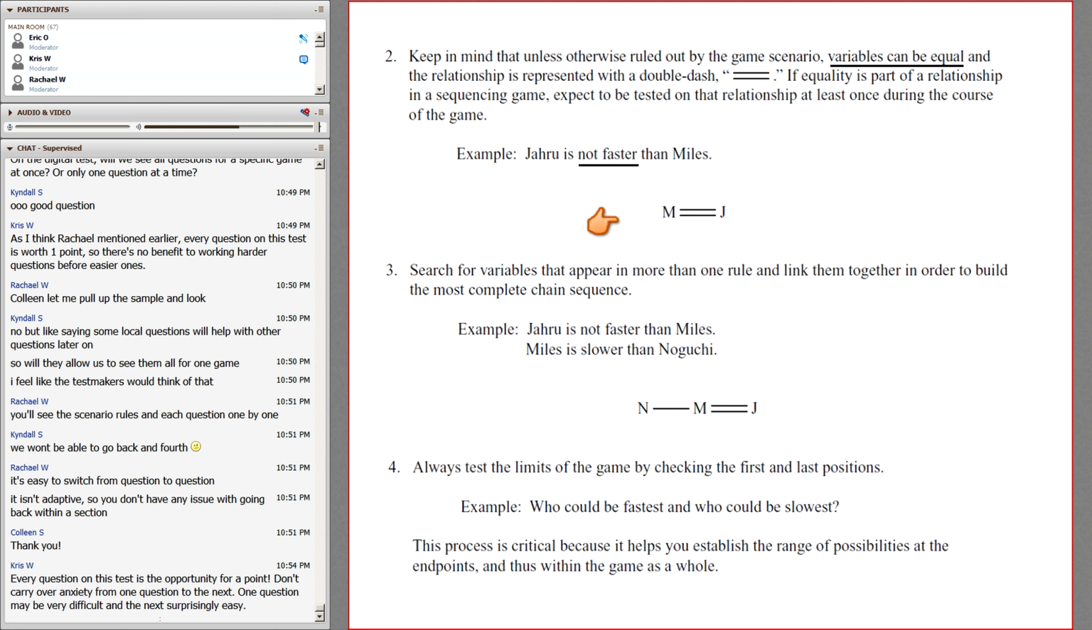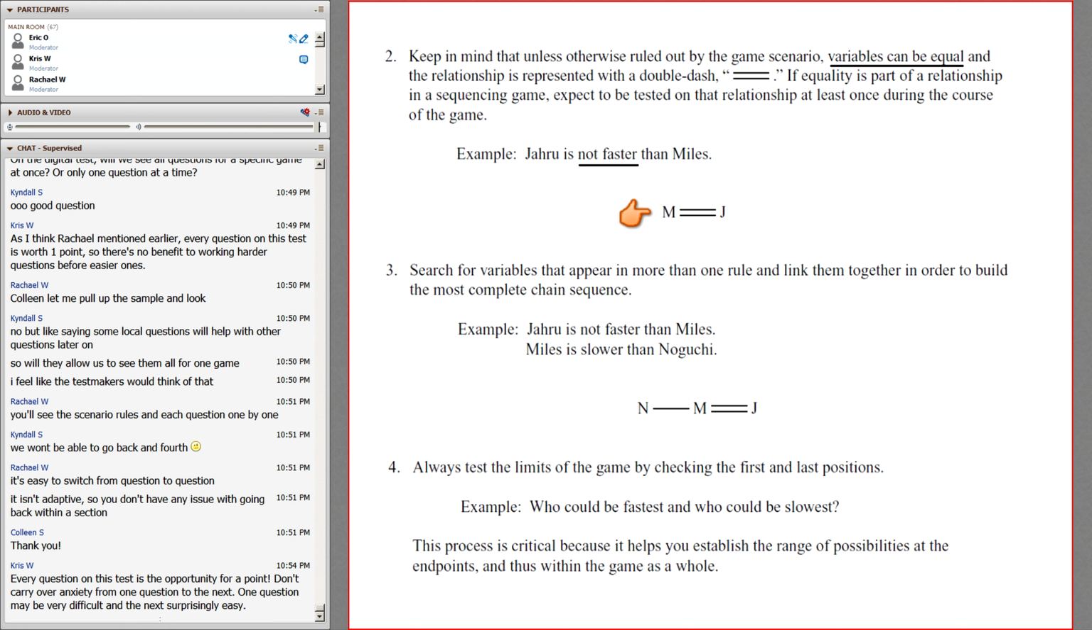So if they haven't specifically ruled out ties, you would have to allow for that possibility. Now, most games, I will say this, guys, most games do explicitly rule out ties, but you can't assume that they're ruled out. You have to wait till the game actually says it.